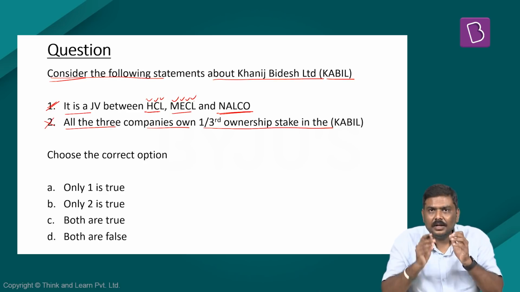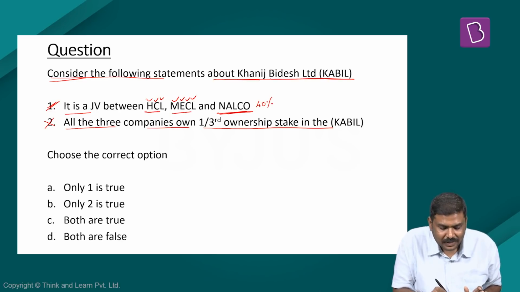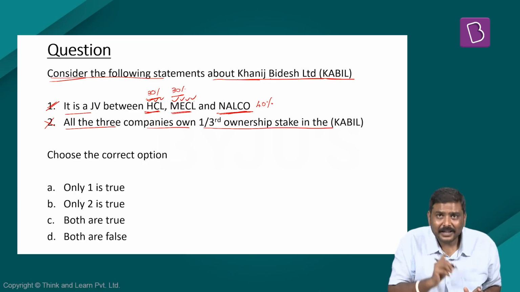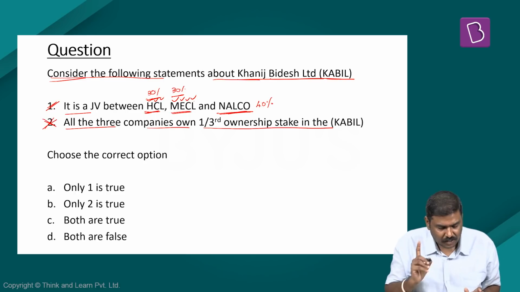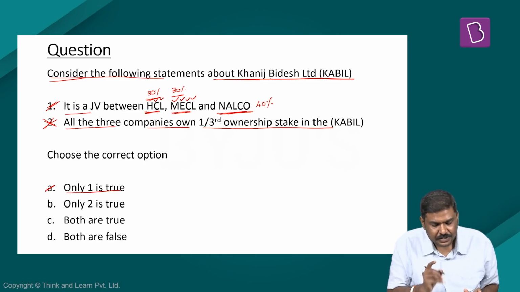Please make a note of this. In this particular Khanij Bidesh Limited, 40% stake is owned by NALCO and the remaining 2 each own 30%. So total 100%. So that is the right point and this particular point is wrong. So the right option will be option A, only first statement is true.